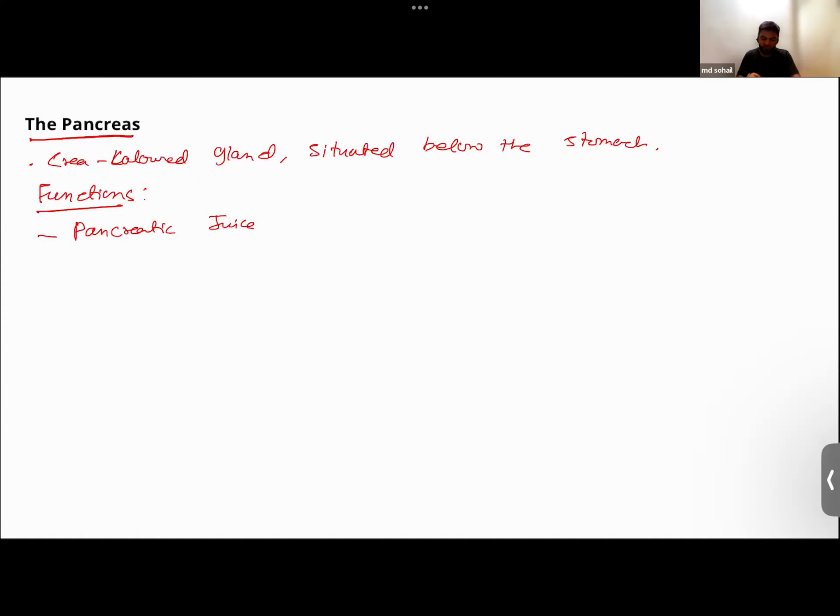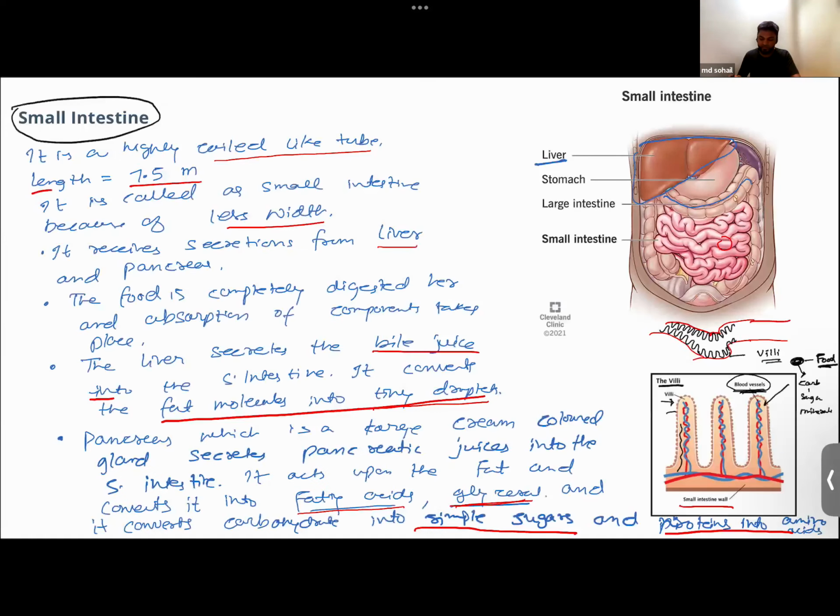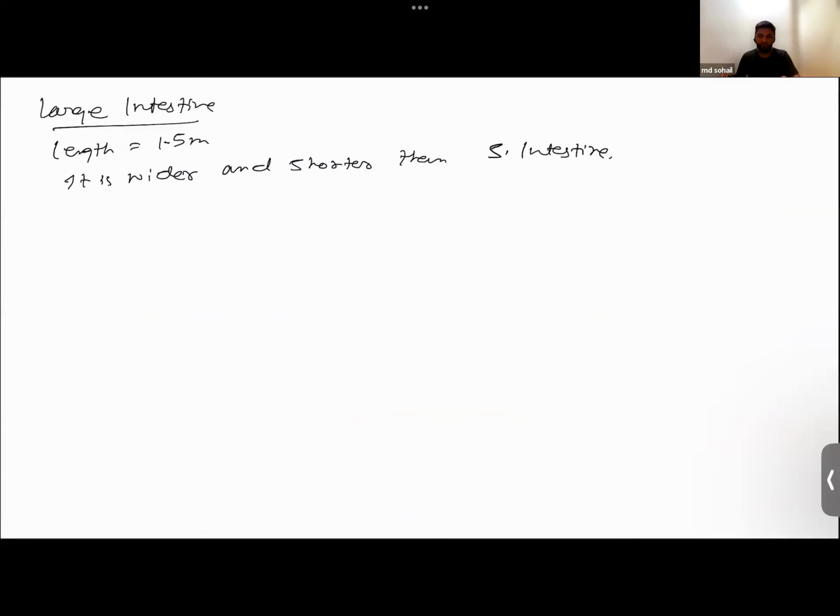The food which was digested in the small intestine still contains some amount of water. All the necessary components that our body requires have been absorbed in the small intestine itself, but there's still some amount of water left in that food. So what happens in the large intestine? Whatever water, or if there's some amount of salt left in the food, will be absorbed in the large intestine.